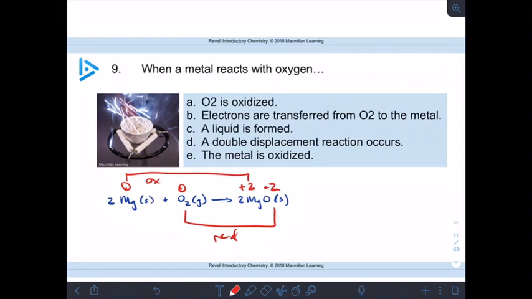The liquid is formed? No, we haven't formed any liquids. Double displacement reaction has occurred? No, this is a synthesis reaction. The metal has been oxidized? That is the true statement. So the magnesium has gone from an oxidation state of 0 to a plus 2. That means that it has been oxidized.